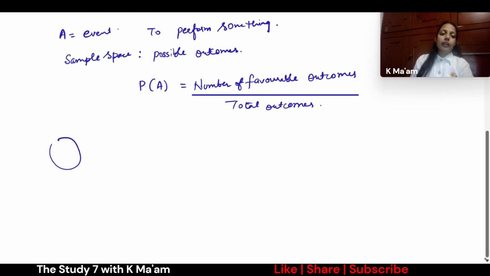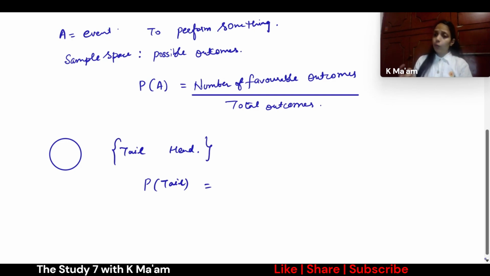Let's have an example. I have a coin. If I flip the coin, a coin has two faces, a tail and a head. If I'm looking for the probability of getting a tail, how many tails are there in tossing one coin? One tail. So it's 1. What are the total? It's 2. So 1 by 2 is the probability.